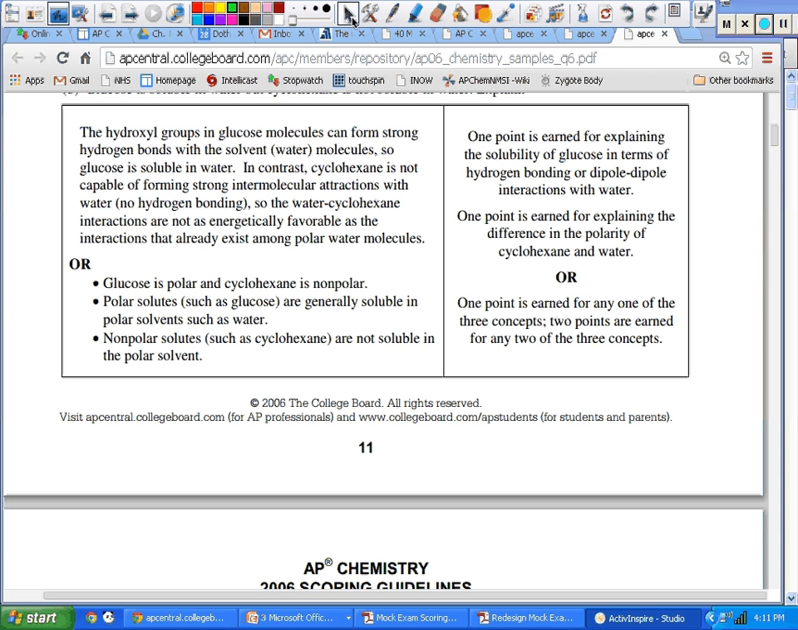Times have changed a little bit, but point value, 1 point is earned for explaining the solubility of glucose in terms of hydrogen bonding with water. So basically you get the hydrogen bond. 1 point is earned for explaining the difference in polarity. So if you talk about how the polar glucose can have a hydrogen bond with water and the nonpolar cyclohexane cannot because it's nonpolar, then you pretty much covered all your bases right there. All right, so looking at the next one.